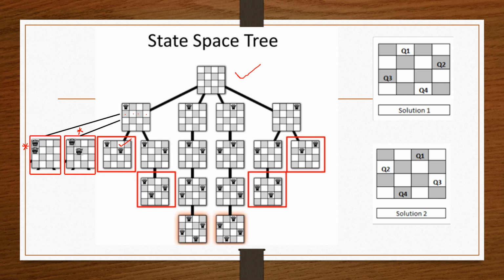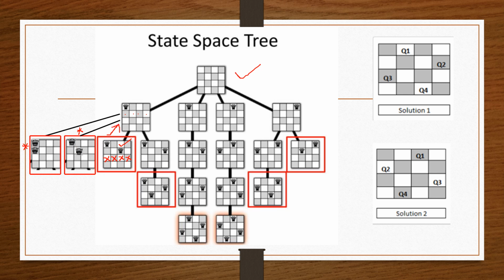The second queen can be placed, but the third queen cannot be placed. Why? I cannot place my third queen here because of the same column. I cannot place it here because of a diagonal clash. I cannot place it here either because of a column clash. I cannot place it here because there is a diagonal clash. So the third queen cannot be successfully placed here. That is why it is an infeasible solution and the red color indicates it. So now I have to backtrack.